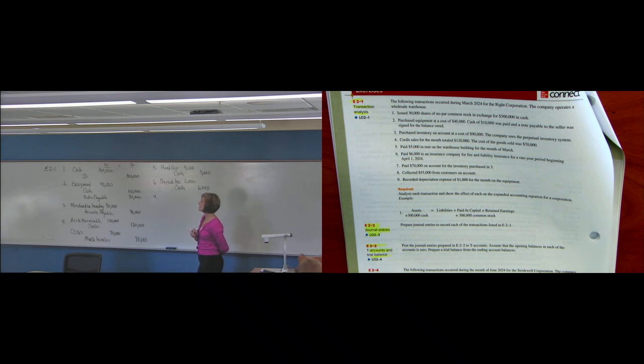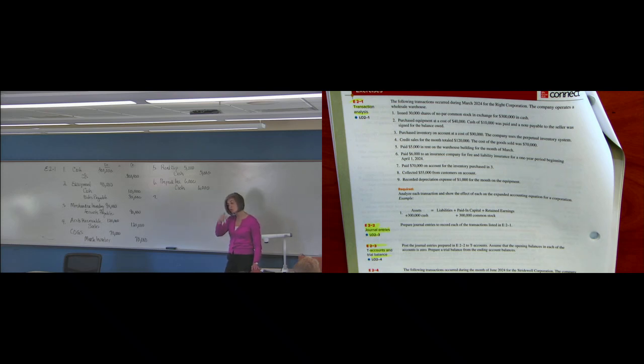Number 7, paid $70,000 on account for the inventory purchased in 3. So let's go back to number 3. Here's number 3. Let me ask you this, are we buying the inventory again? In number 7? What's it say? First word. Paid, what's that mean? Cash, immediately think cash. Paid, cash goes down, cash is a credit. What am I paying? What am I paying on from that transaction in number 3? I'm paying my bill. Accounts payable represents my bill.